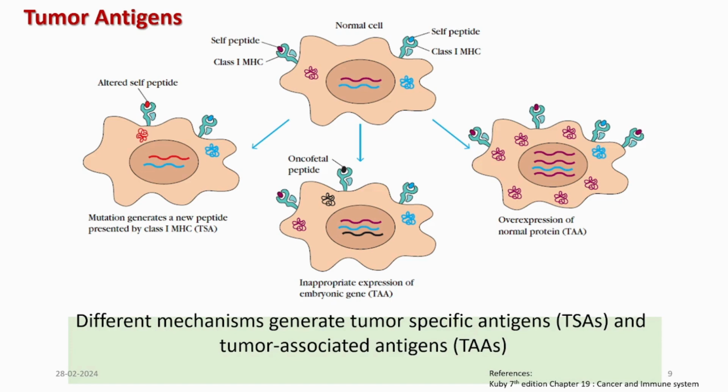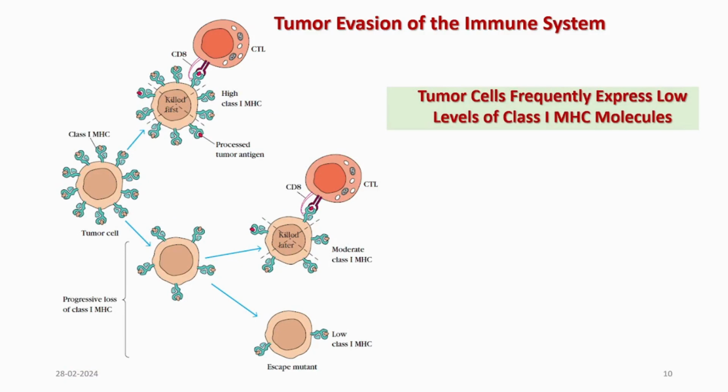They come in the category of the tumor specific antigen. So basically, the two categories are tumor specific antigen and tumor associated antigen. And tumor associated antigen is because of the overexpression of a particular protein, or the inappropriate expression of an embryonic gene. Now let us see the tumor evasion of the immune system.